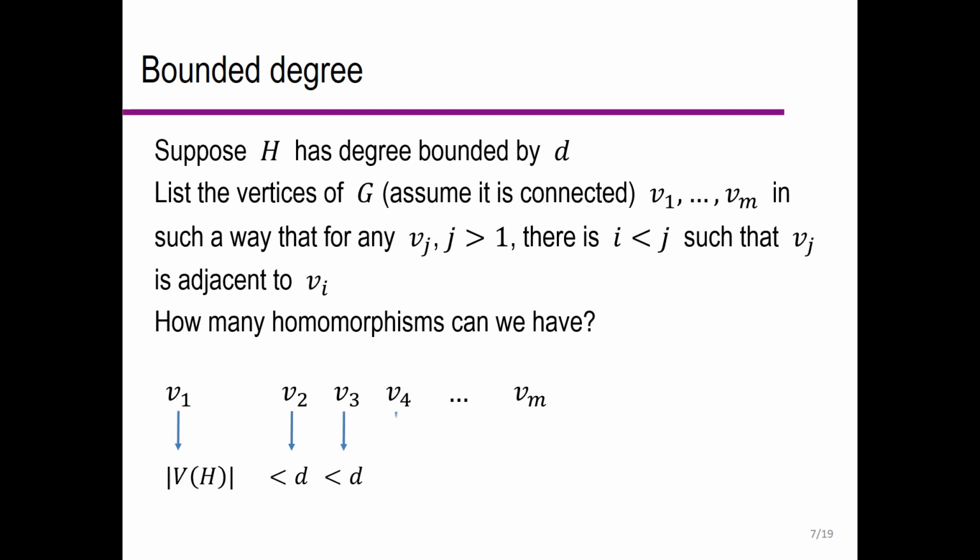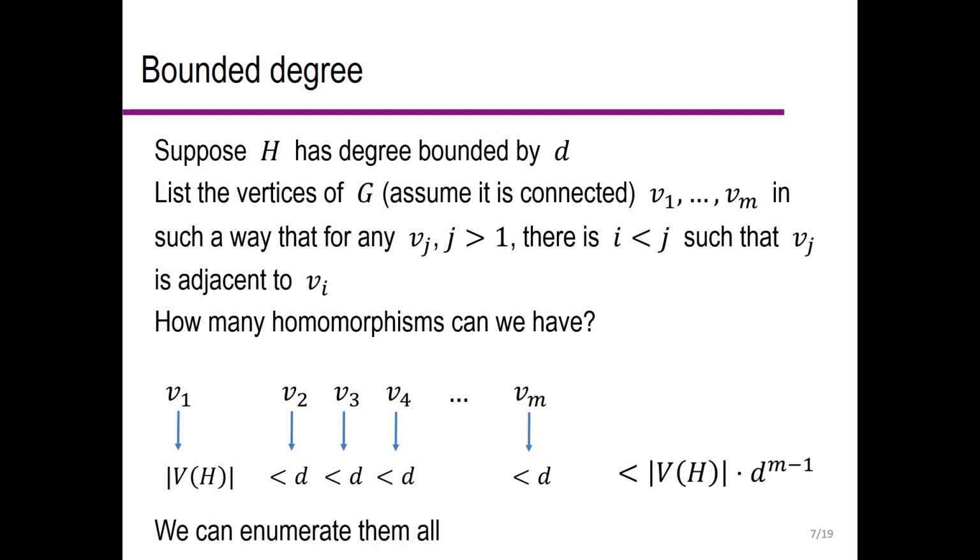Same for V3 and V4 and so on. So the total number of homomorphisms is therefore bounded by the number of vertices in H times a constant, 2m-1. What does it mean? Well, this number is already plain exponential, and therefore we can simply enumerate all such homomorphisms. Use a brute force with this minor improvement.